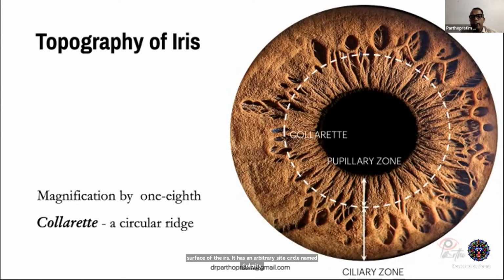Now, coming to the anterior surface of the iris, it has an arbitrary circle named collarete. So this collarete is basically a circular ridge lying about 1.6 millimeter from the pupillary margin, and this arbitrary circle divides the anterior surface of the iris into 2 zones. The outer one is called ciliary zone and the inner one is called pupillary zone.